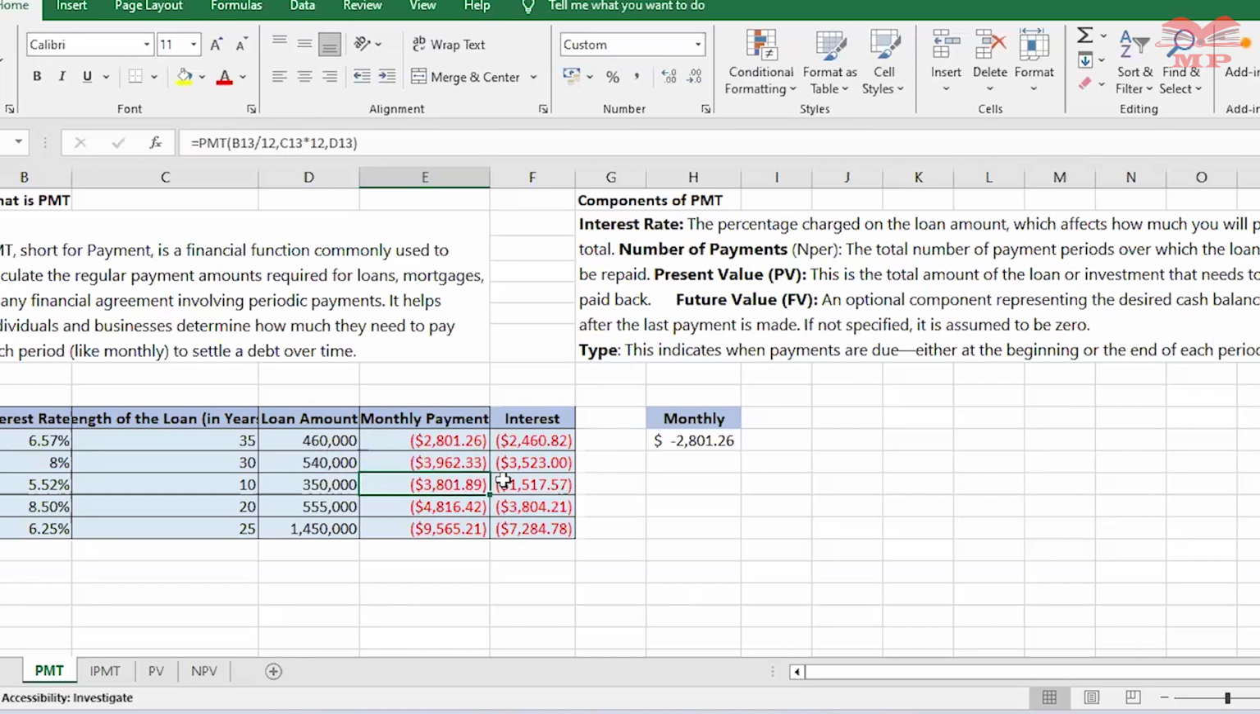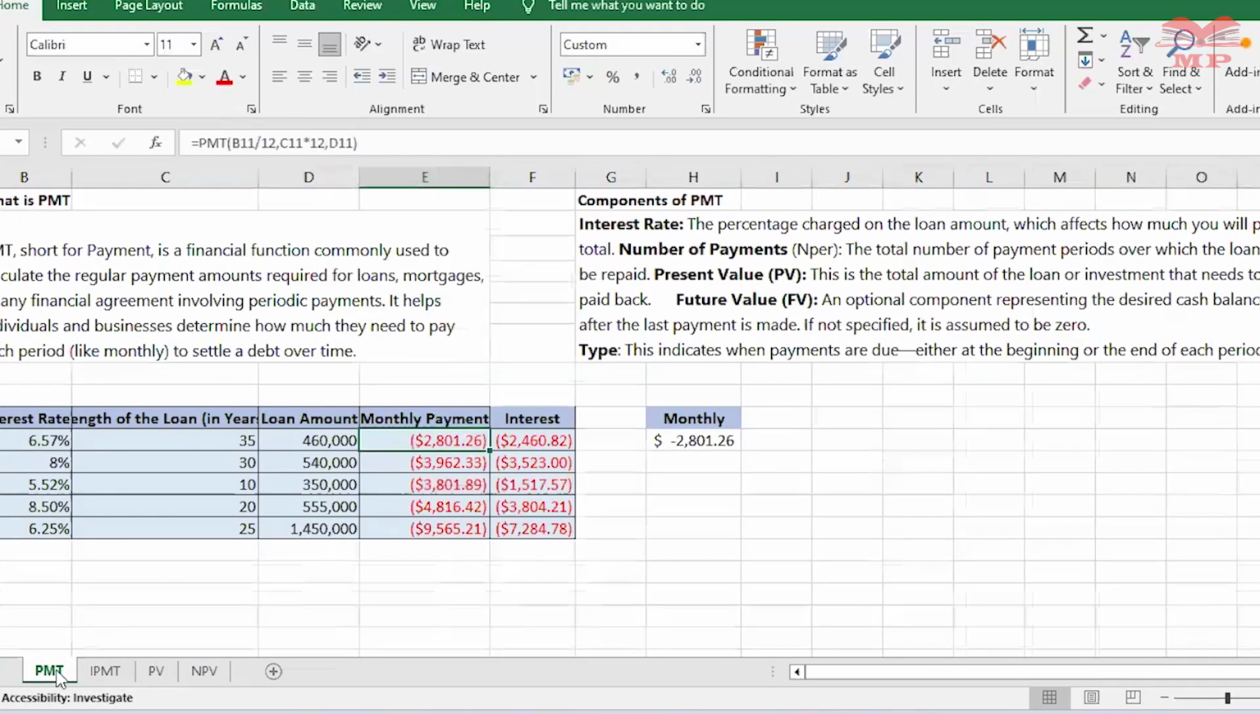Let's try IPMT. IPMT is also a pretty straightforward concept, and it's what I have put here. IPMT looks almost the same, but it is the thing with IPMT.